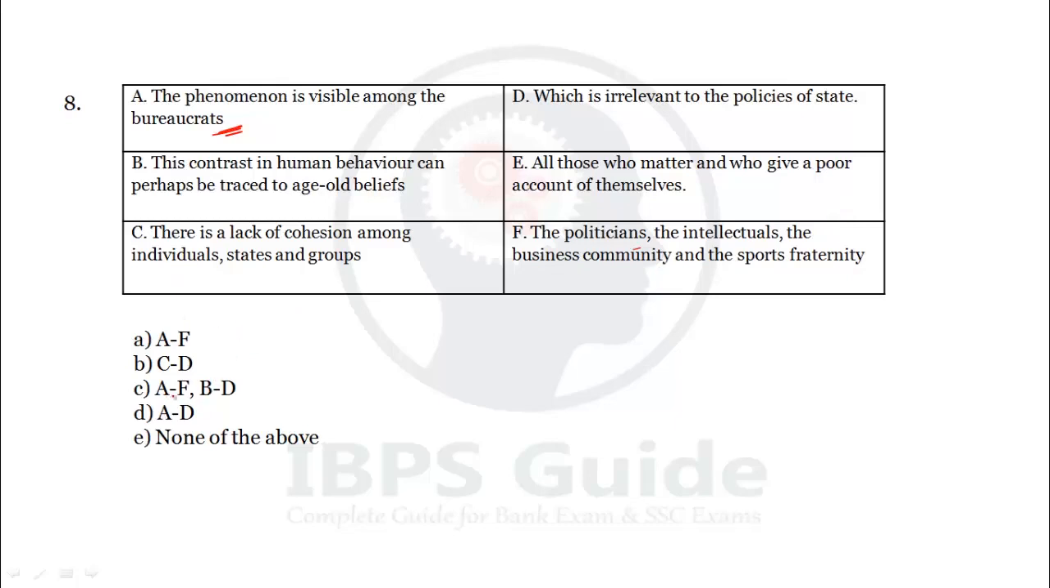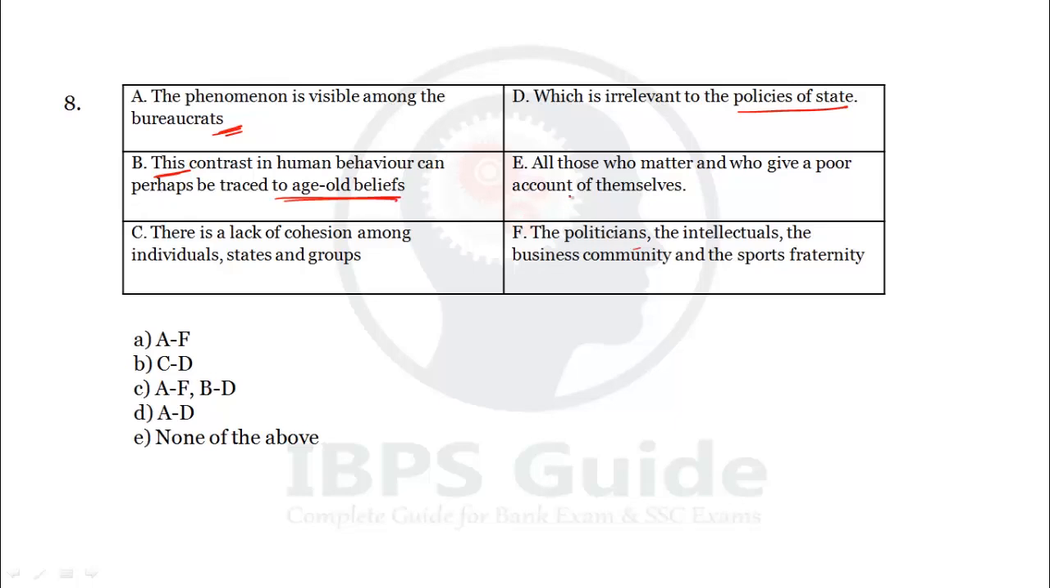But we also get AF and BD also. BD: this contrast in human behavior can perhaps be traced in age-old beliefs, which is irrelevant. No, it is not related. Age-old beliefs, which is irrelevant, policies of state. This contrast in, which is this, that we don't know. So that's why B and D is not the correct option. So our answer will be A and F.